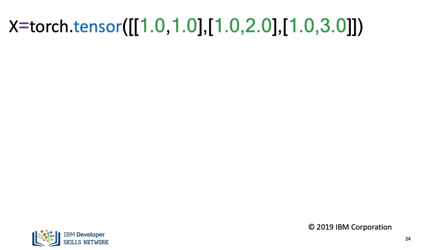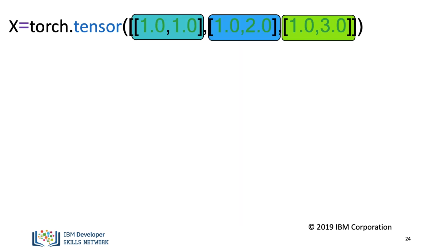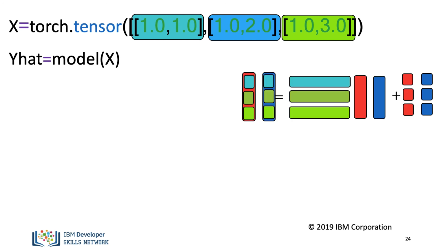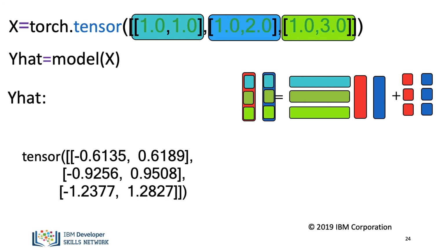In PyTorch, we create a tensor with 2 columns and 3 rows, using colors to help clarify the process. We call the object. It performs a linear transformation. We get the following output. The correspondence with the colors is as follows. In the next video, we will see how to train the model.